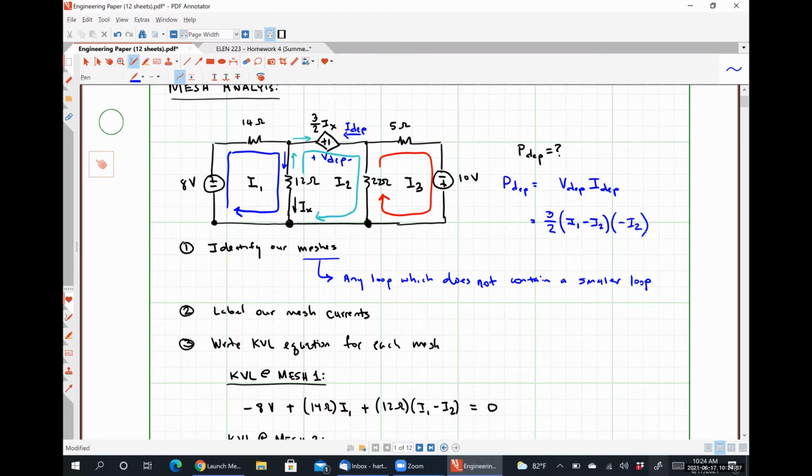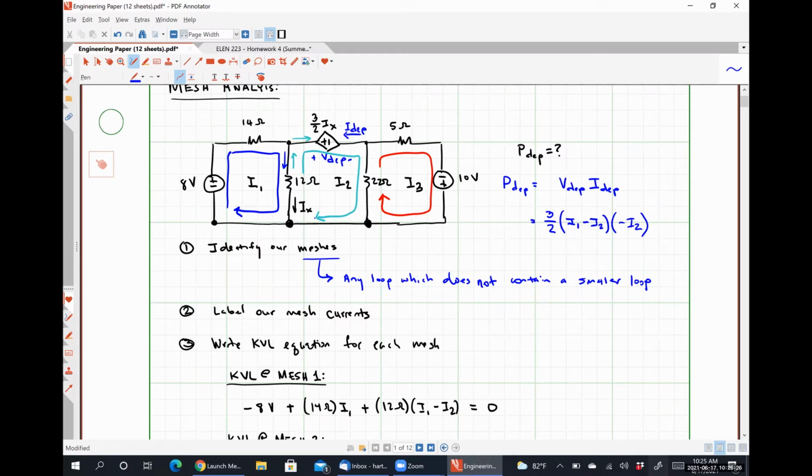Somewhat. So the mesh current is the current flowing around that loop, right? For that branch that contains only the dependent source, that's the only current flowing in that portion of the loop. And it is flowing from left to right because of the way that I've drawn my mesh current arrow. Are we okay with that statement?